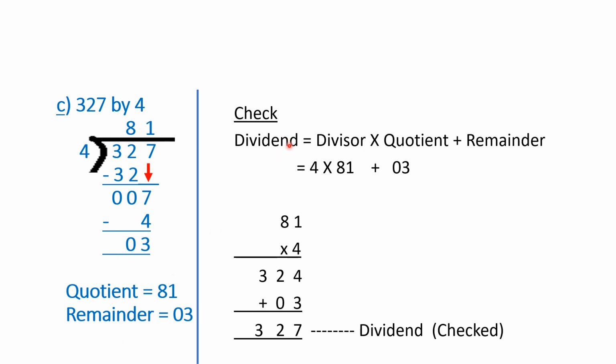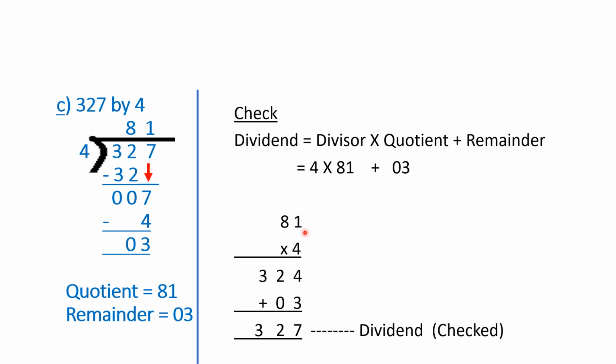Now it's time for checking, children. Write the formula here. Dividend equal to divisor into quotient plus remainder. So which is the divisor? This 4 multiplied by 81. So 4 into 81 and then you add this remainder 3. So plus 3. Clear? Now 4 into 81 plus 3.